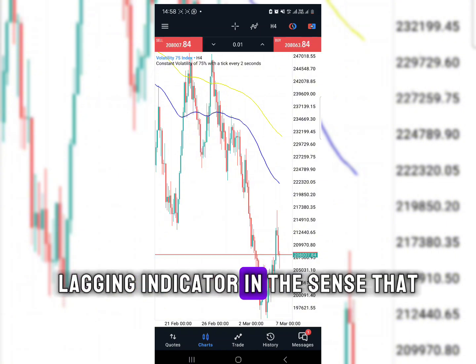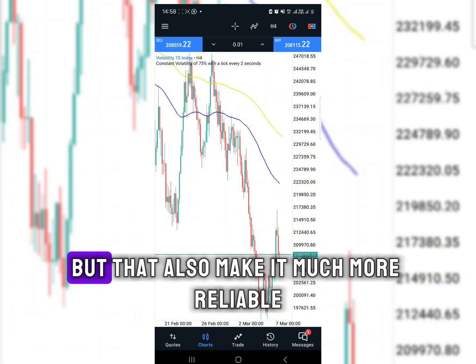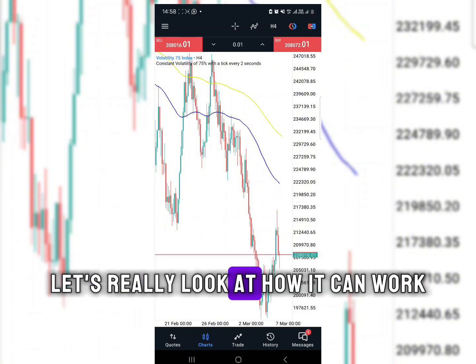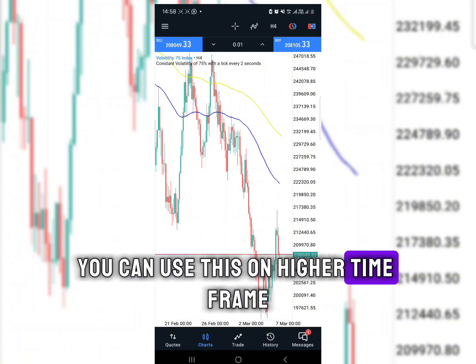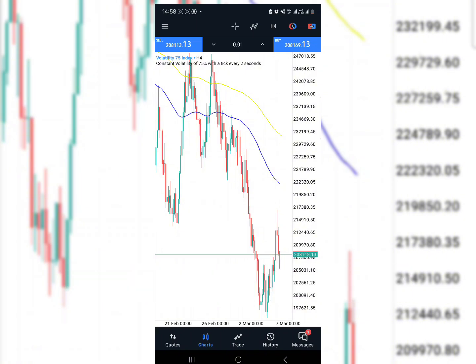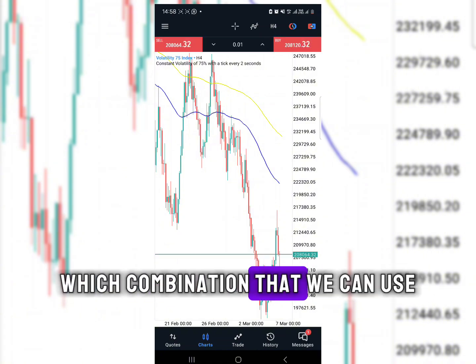Lagging indicator in the sense that the market would have started a trend before it actually shows you. But that also makes it much more reliable because it's not gambling and predicting a trend that it has not seen. So let's really look at how it can work. You can use this on a lower time frame. You can use this on a higher time frame based on your own choice, based on your own trading style. Today, we want to look at the moving average combination that we can use.